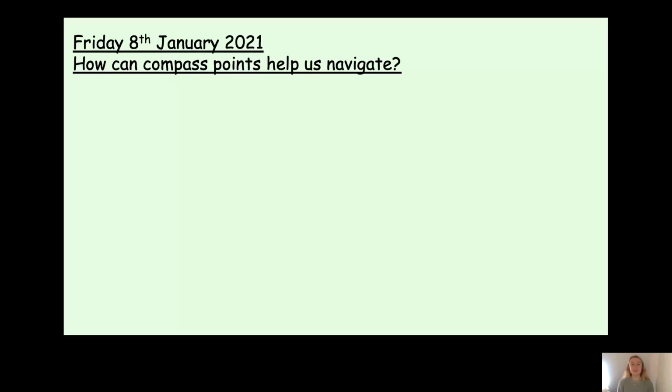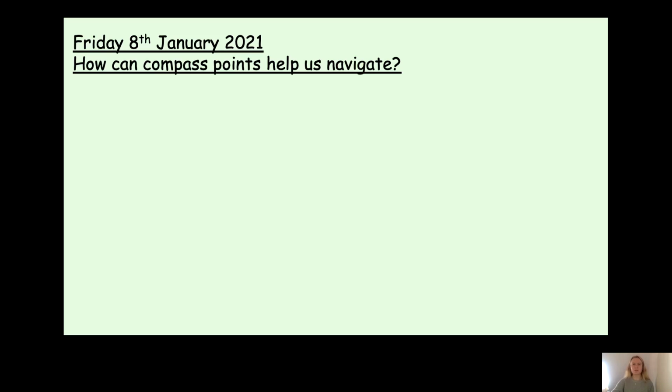So today we're going to be starting our new topic on the local area. But before we do that, it's important that we know how to navigate, how to get around our local area. So we're going to be looking at how compass points can help us navigate. Now, we looked at compass points, didn't we, when we looked at oceans and seas? But let's see how much you can remember about it.